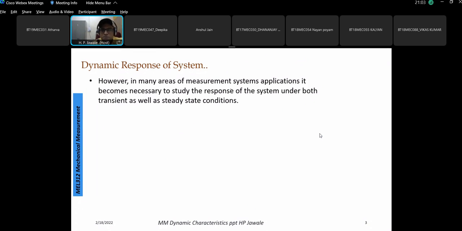In many areas of the measurement system, it becomes necessary to study the response of the system under both transient as well as steady state conditions. In many places you will find that both measurements become necessary. So take the example of the thermometer again. If the thermometer is going to measure the temperature of water, or some fluid kept at some temperature, and because of the process happening, heat is emitted, or suppose there is an exothermic reaction, the temperature will increase.